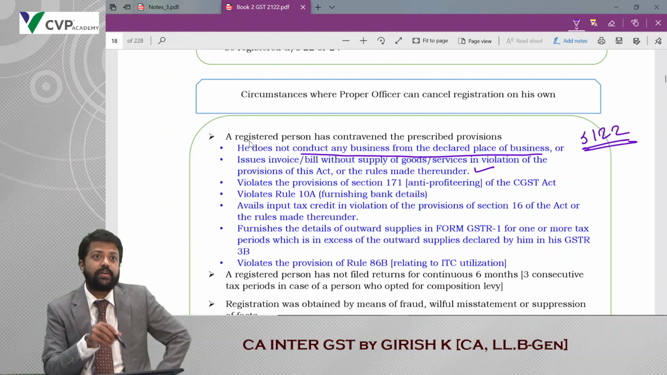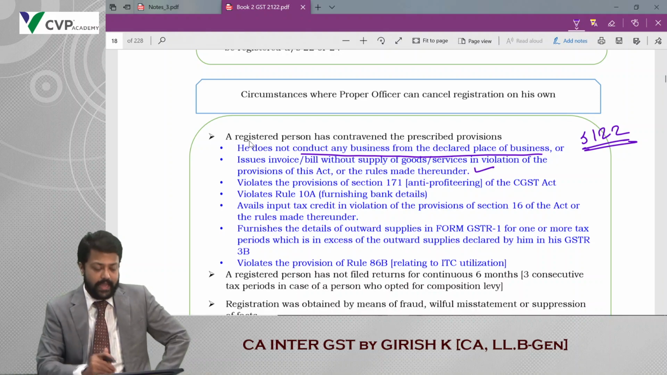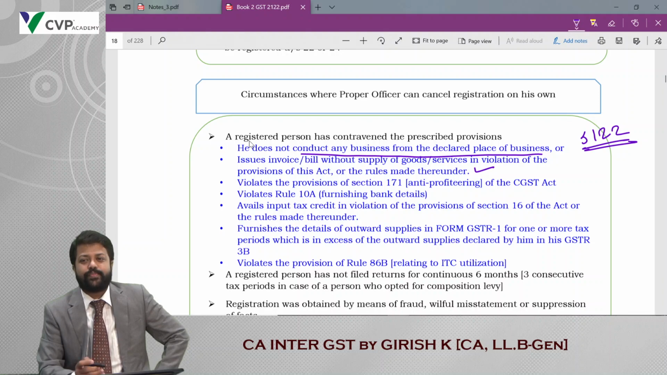So this is one of the contraventions of the provisions which is considered a reason for the officer to suo motu cancel the registration: violates the provisions of section 171. There is a concept called anti-profiteering activity, which is not there for the CA Inter exam, but shortly I will explain it to you.